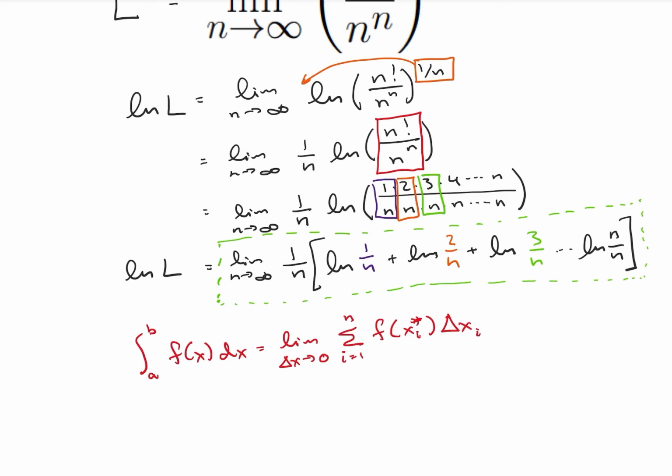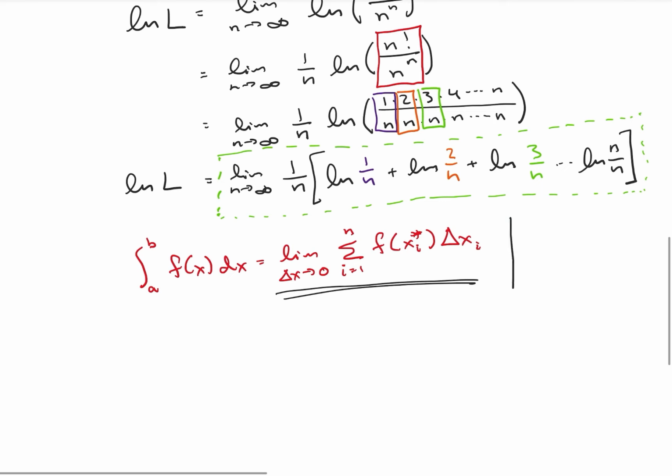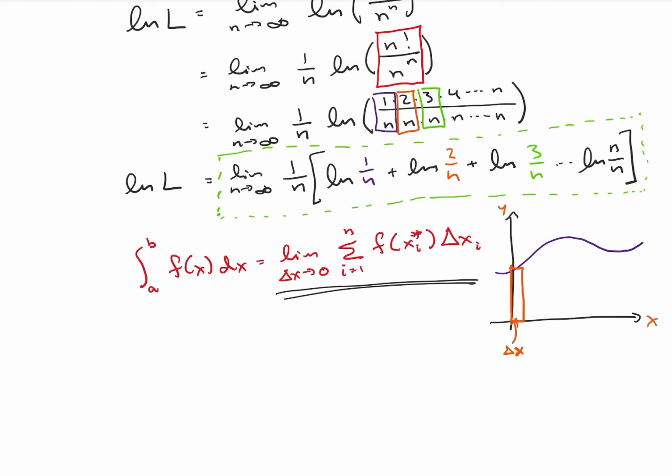And what did this look like? Essentially when we did this, we're looking at a plot, and we have some function. Let's say we have some function that looks like this. And I'm taking these rectangles. This is my delta x, my distance in the x direction. And then the height of my function is f of x sub i star, where x sub i star is somewhere within the bounds of that rectangle.